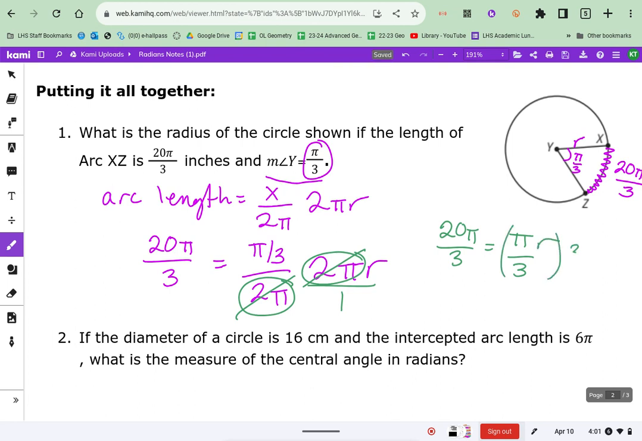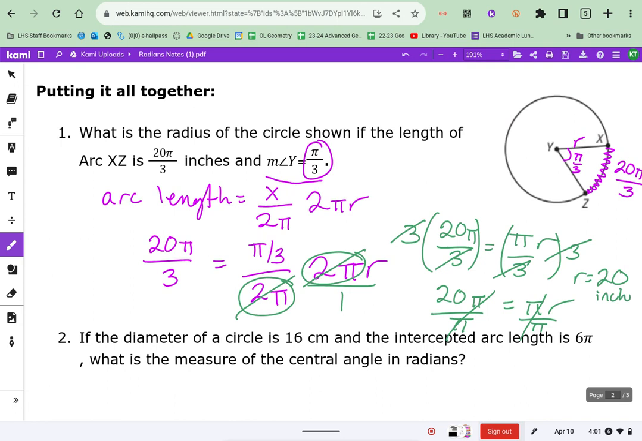So now I can multiply by 3 on both sides, which leaves me with 20 pi equals pi times r. If I divide by pi on both sides, my pi's divide to 1, so they cancel, so I'm left with my radius being 20 inches.